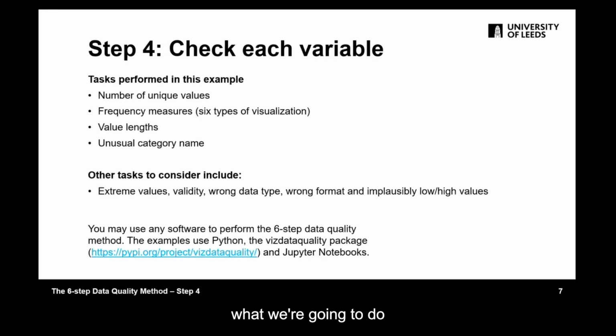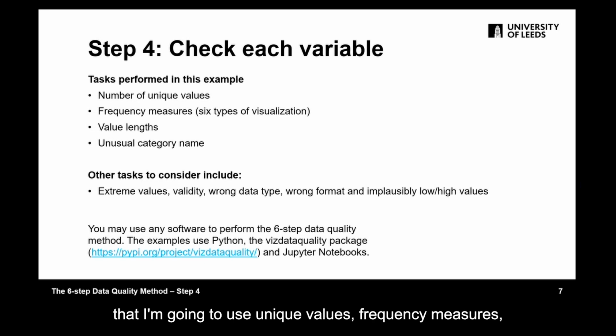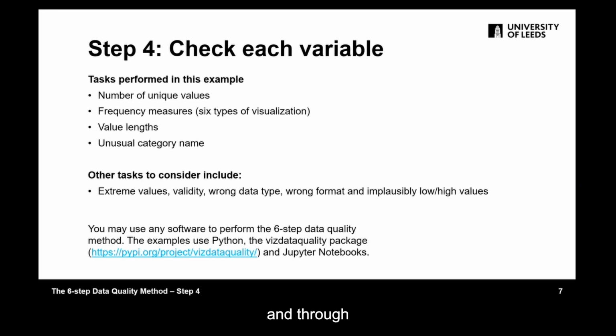In step 4, what we're going to do is to perform checks on each individual variable. And there are 4 tasks that I'm going to use: unique values, frequency measures, and through that illustrate 6 different types of visualization, value lengths, and through that find some unusual category names. But there are also quite a lot more tasks that you should also consider performing.